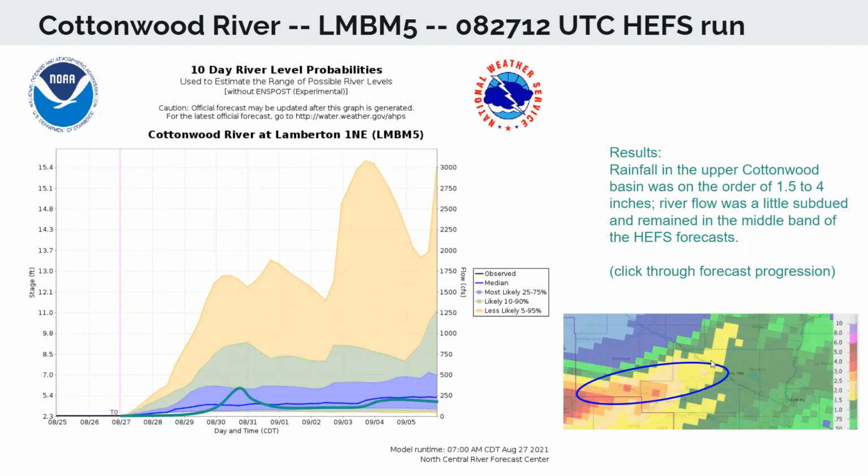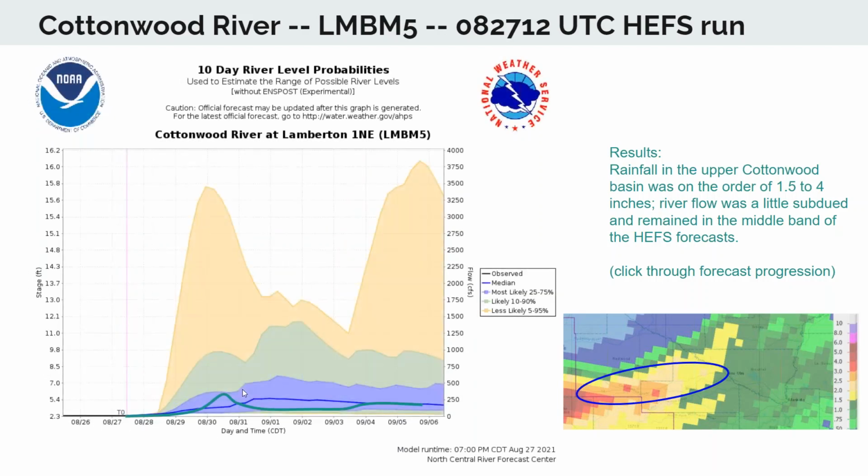This basin did get a fairly substantial amount of rain. We did see a couple of 3 to 4 inch reports in the upper part of the basin. There were even some 6 inches plus just outside the basin. We did have some flash flooding in that area. But as we see in the actual hydrograph, we did pop up a little bit between the 30th and 31st, about 2 to 3 days after the heaviest rain fell, just right up to the upper part of the most likely scenario.